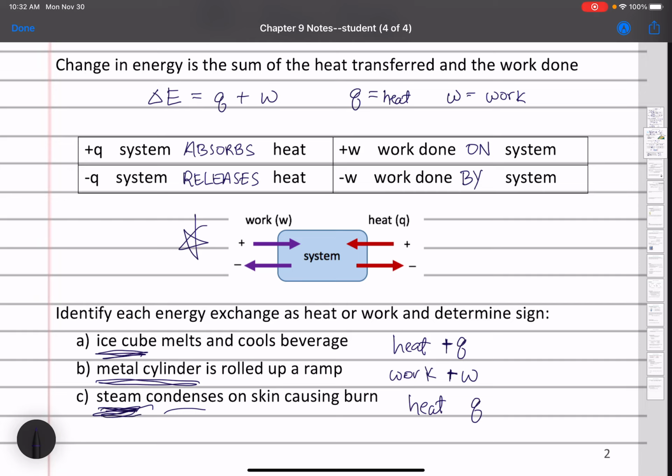So the steam is releasing heat. It's losing heat. That heat is going to the skin and causing it to burn. So ice gains heat, steam loses heat when it condenses.